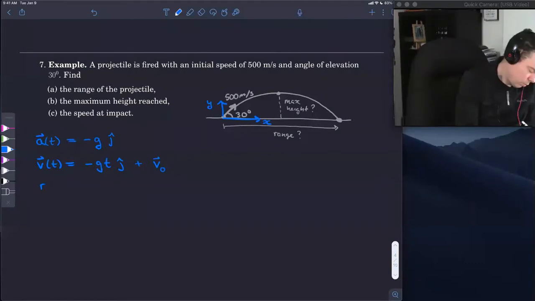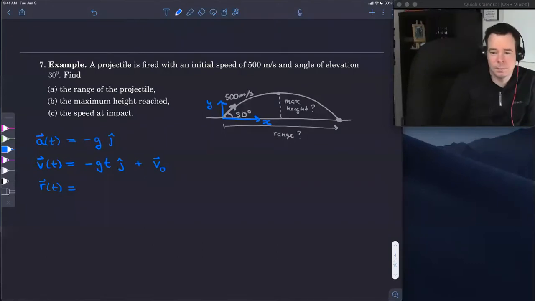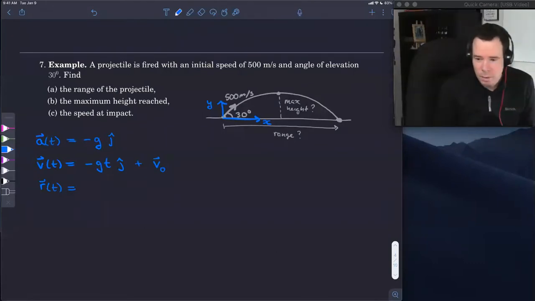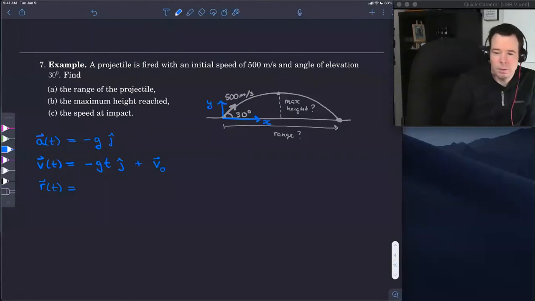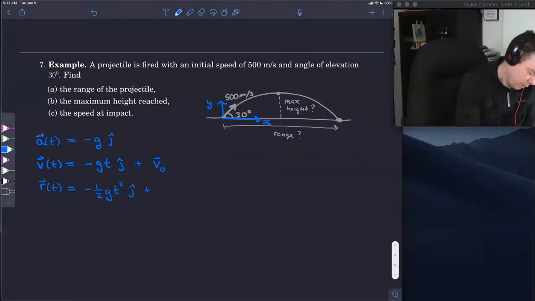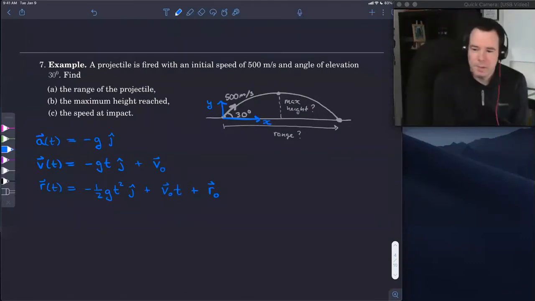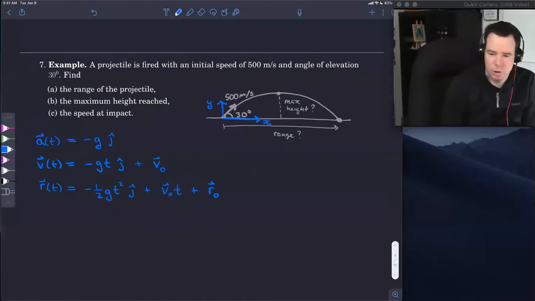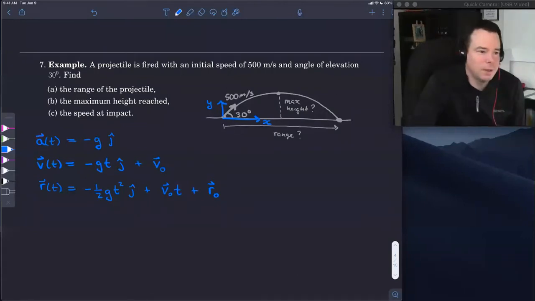We're not really interested in velocity so much as we really want to know the position, so r of t, and so we anti-differentiate again, and that's negative 1/2 gt squared j hat plus v naught t plus r naught. And so there is our parameterization of our position function. And so you can see that that looks awfully familiar.